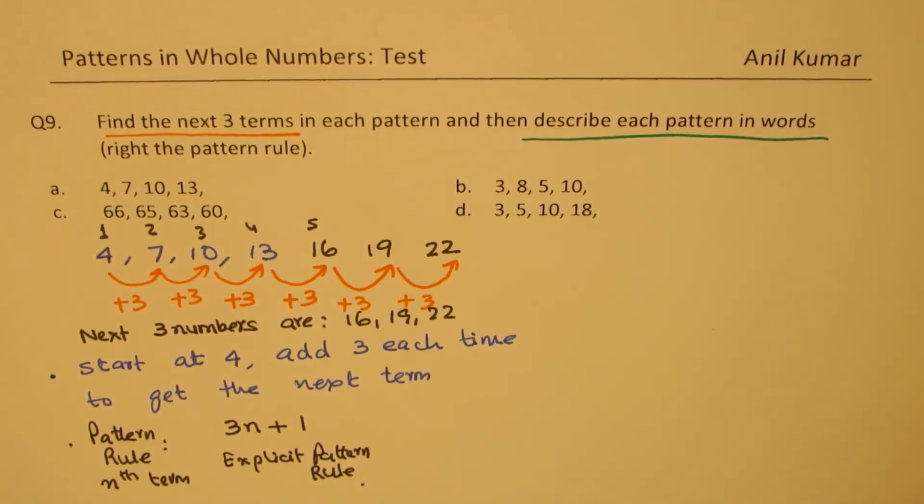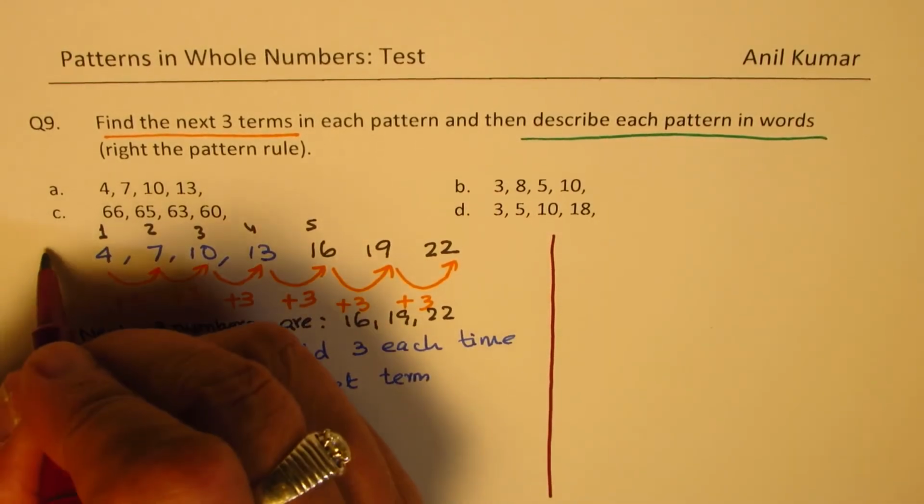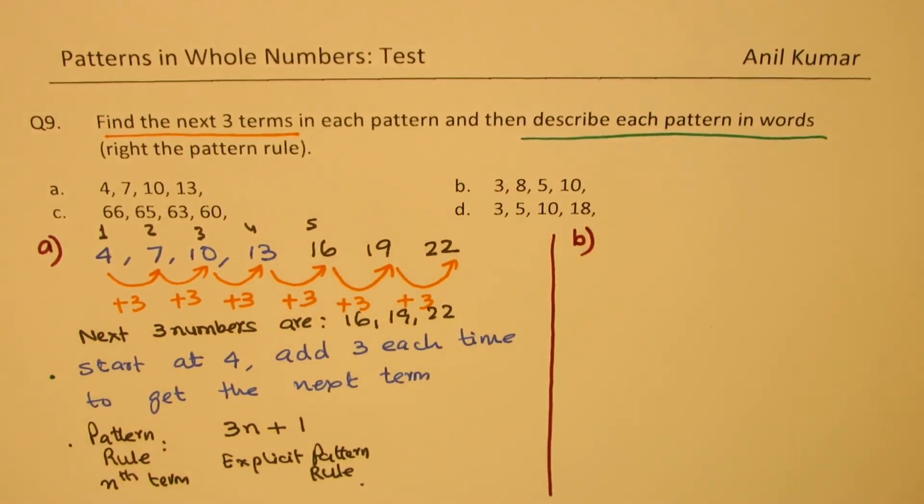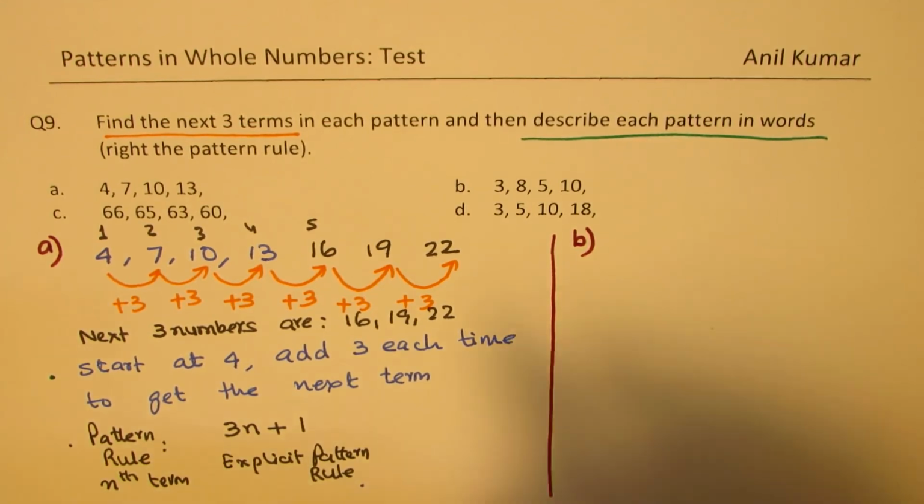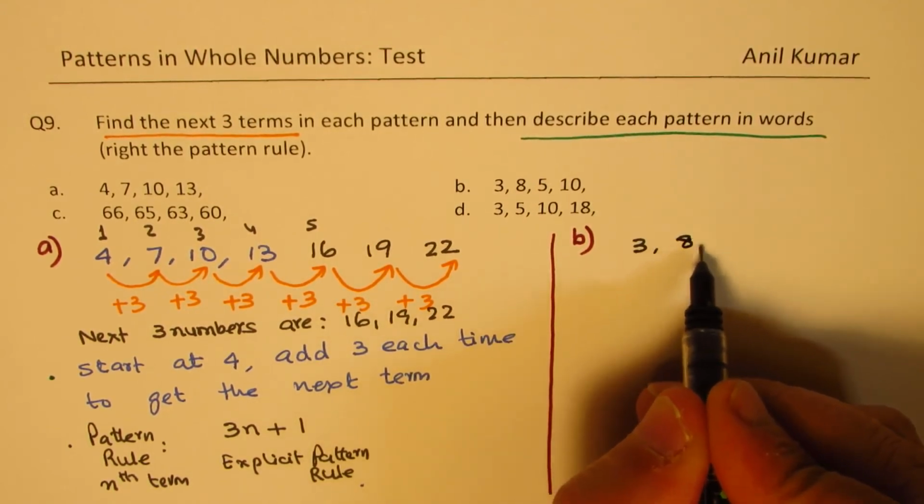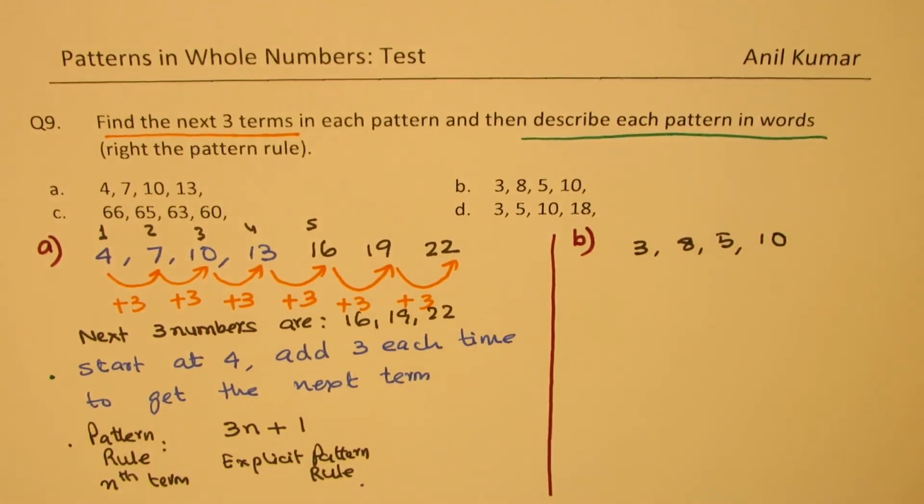Now, it is not always easy to write. Note that. So we've done part A, and now let's take up part B. So I hope the concept is absolutely clear, right? Now the question for us is a pattern which is 3, 8, 5, 10. How do we get the next 3 terms for this?